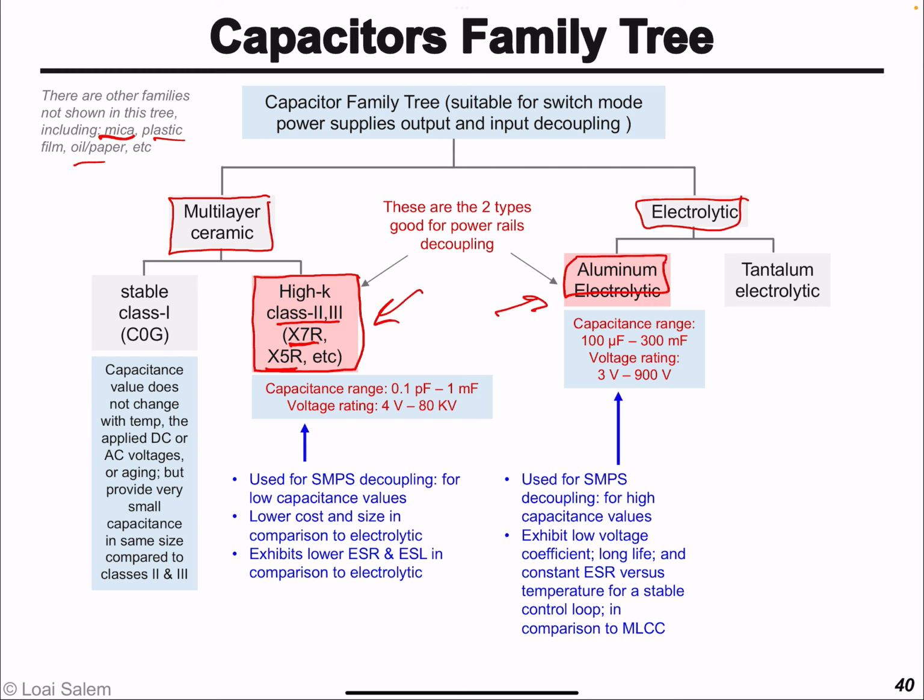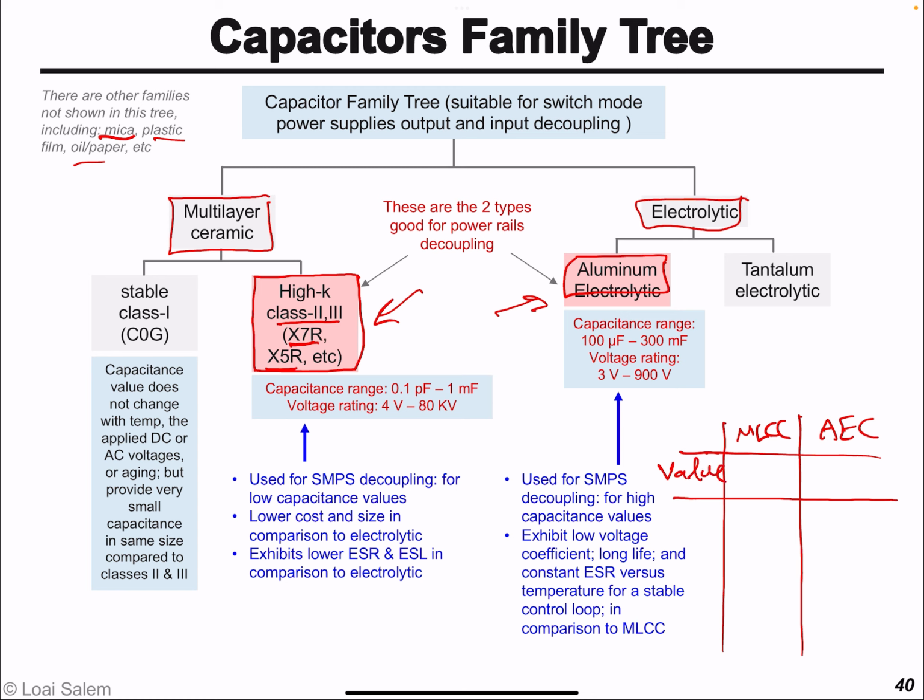So what are the advantages and disadvantages of each? Well, let's start with the multi-layer ceramic capacitor, and we have the aluminum electrolytic capacitor. First of all, for value, aluminum electrolytic capacitors can obtain very large values of capacitance, up to 300 millifarads, while multi-layer ceramic capacitors are up to 1 millifarad. So if you need very large capacitance, a few millifarads or higher, then you should think about aluminum electrolytic.